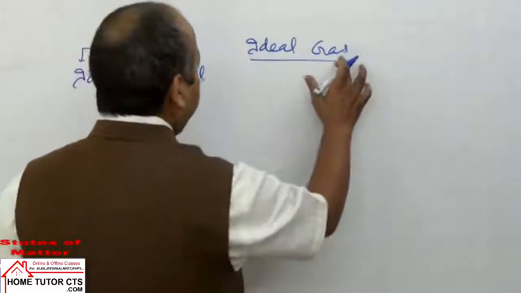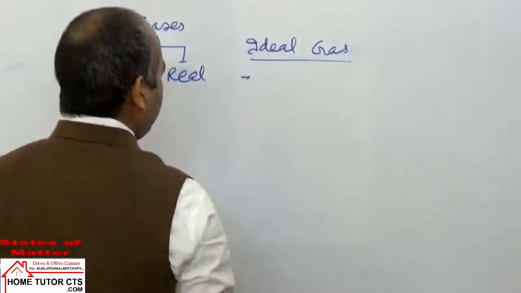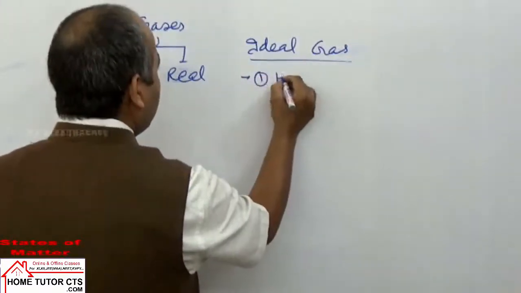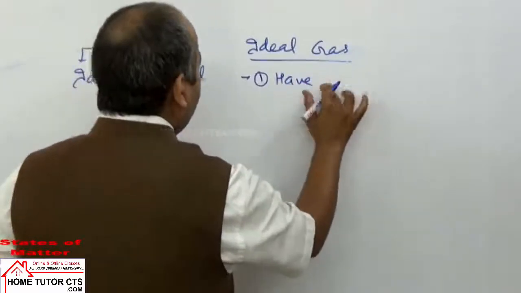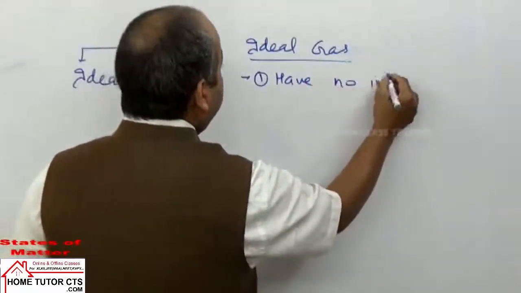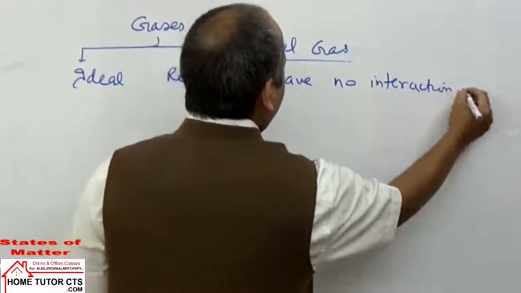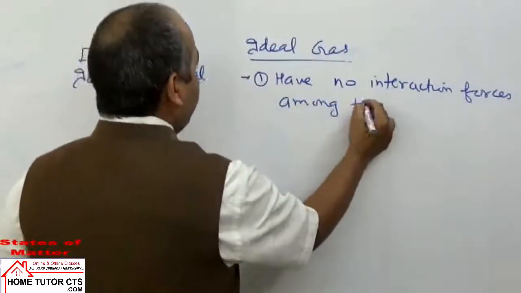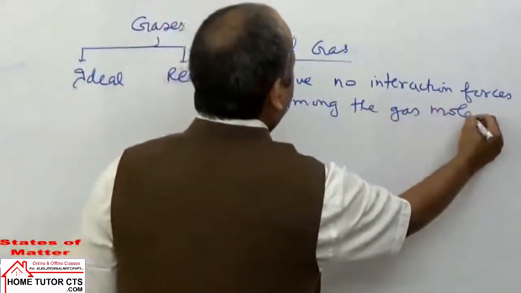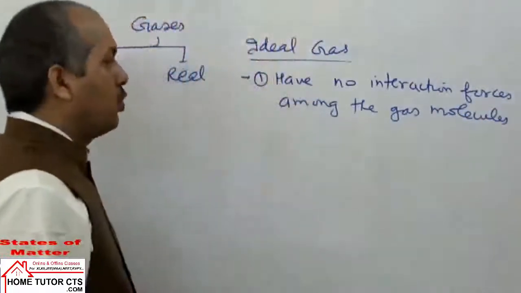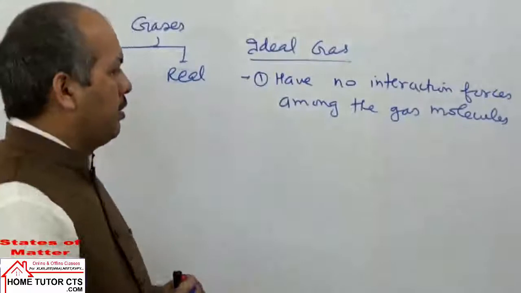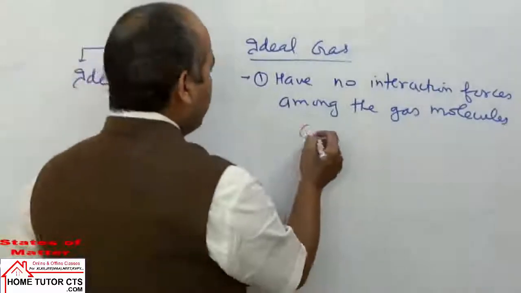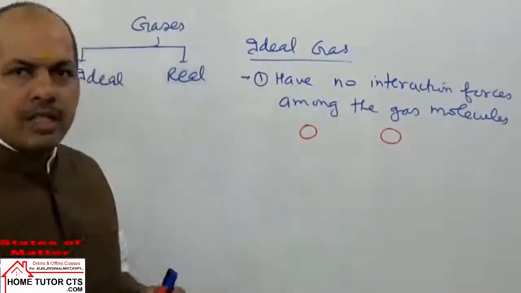For the ideal gas, we can take properties like these. First of all, they have no interaction forces among the gas molecules. They have no attraction, no repulsion among the gas molecules, which is practically difficult, because when two molecules are placed together, they can have some kind of interaction forces.